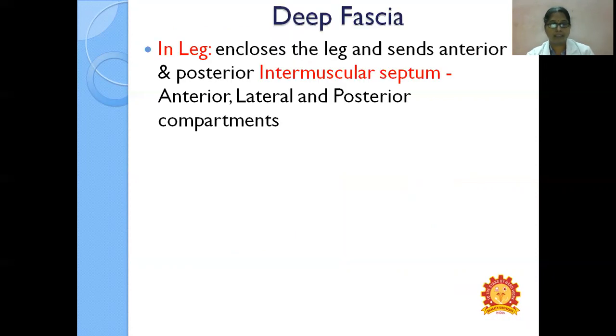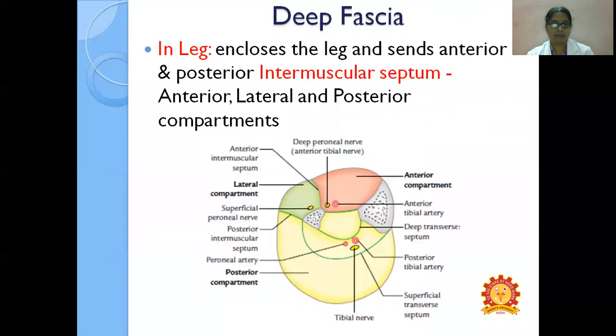Then we move on to the next layer after skin, superficial fascia. Then we move on to the next layer, that is the deep fascia. The deep fascia encloses the leg and it also sends anterior and posterior intermuscular septum, dividing the leg into anterior, lateral and posterior compartments.